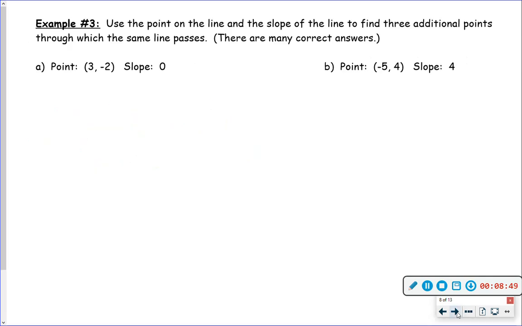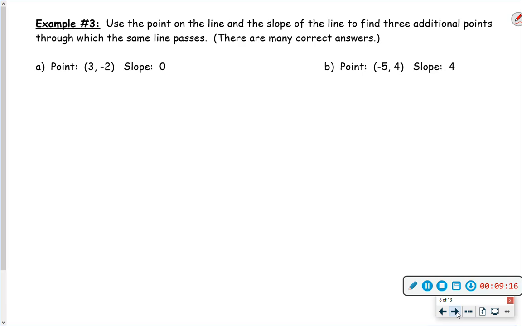Use the point on the line, the slope of the line, find 3 additional points. There's many correct answers, because it's a line. There's an infinite amount of points on the line. So my 3 points might be different than your 3 points, still all right, okay? So before I get into the points, I would first come up with the equation. Don't let the fact that this one seems kind of weird, the slope is 0. Same process. Point, slope. I'm going to use point slope form.